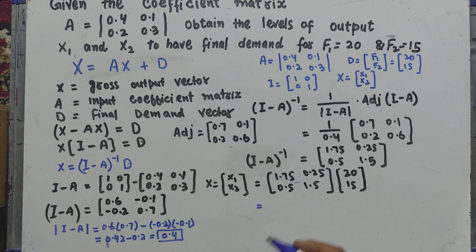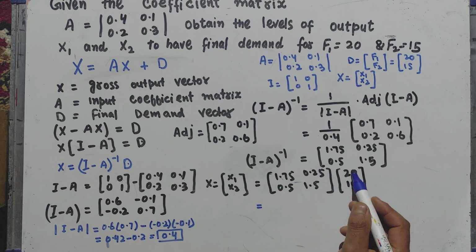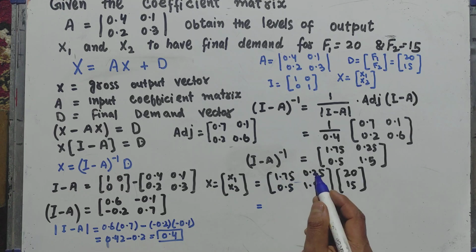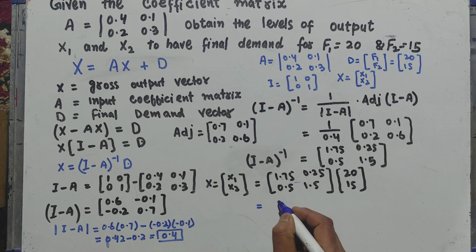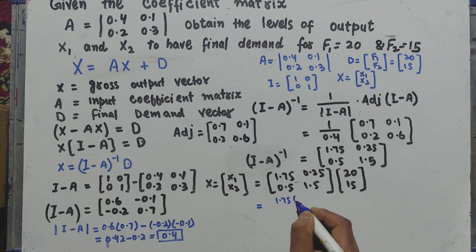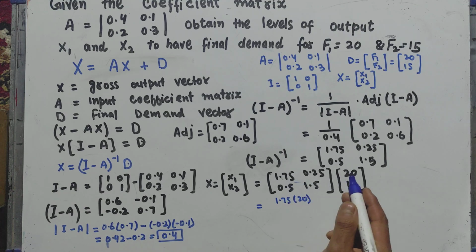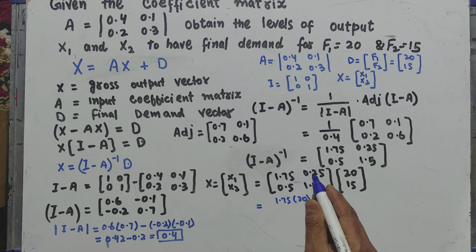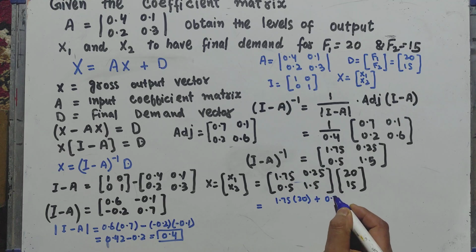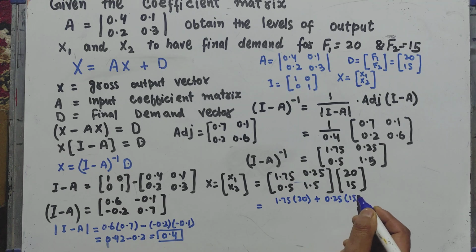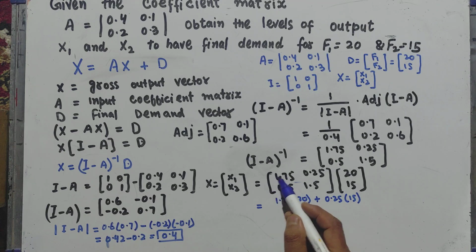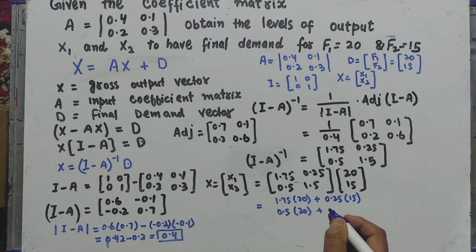And how do we do the multiplication? We multiply rows with columns. So we multiply this row with this column and write it here. So we have 1.75 times 20 plus 0.25 times 15. Likewise, we multiply this row with this column and write it here. So we have 0.5 times 20 plus 1.5 times 15.